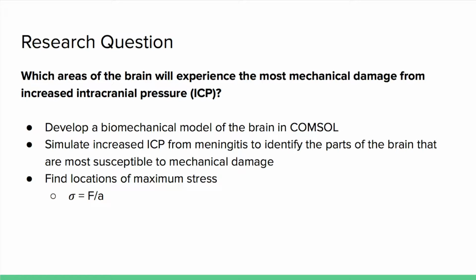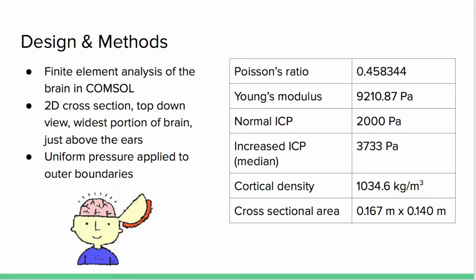To help Andre figure out which areas of his brain will experience the most mechanical damage from increased intracranial pressure, or ICP, we are going to develop a biomechanical model of his brain in COMSOL. We will simulate increased ICP from his meningitis to identify the parts of his brain that are most susceptible to mechanical damage by finding the locations of maximum stress. So to do this, we will use finite element analysis in COMSOL. And to the right are the parameters that we will use to model his brain. We will use a 2D cross-section of a top-down view of the widest part of the brain, which is just above the ears, and we will apply uniform pressure to the outer boundary.